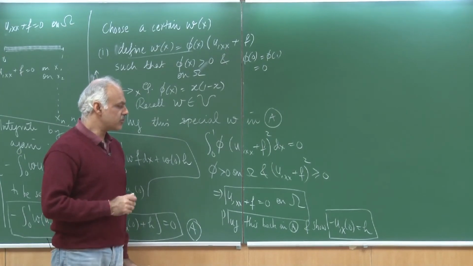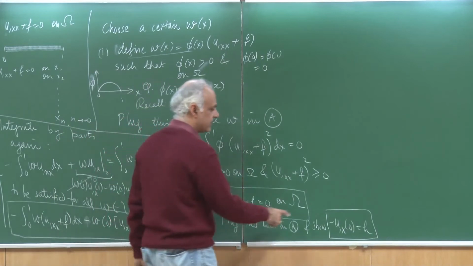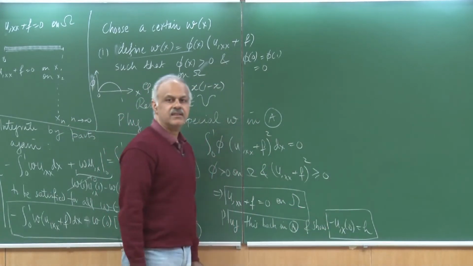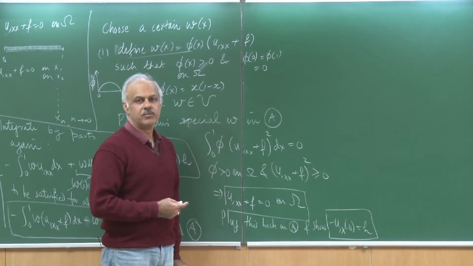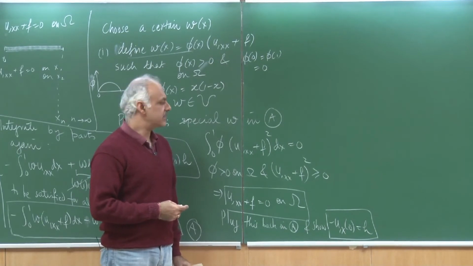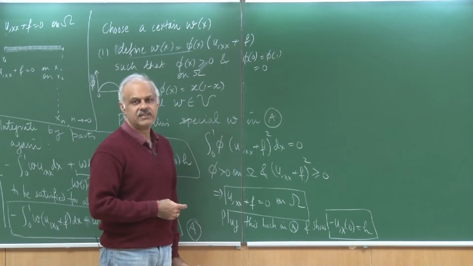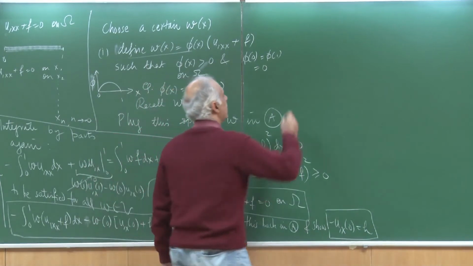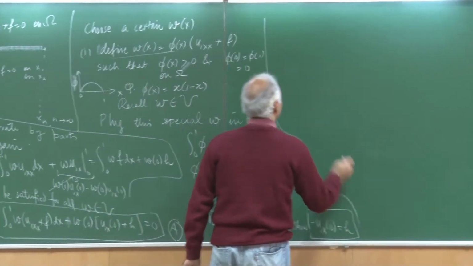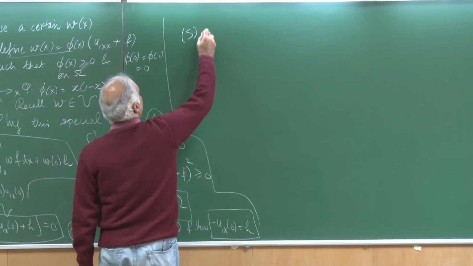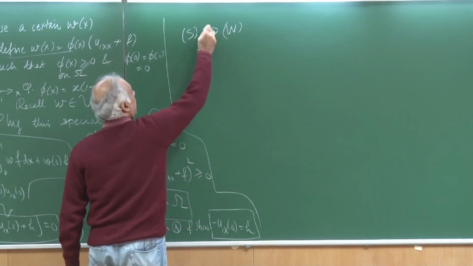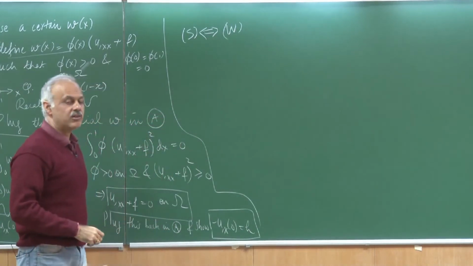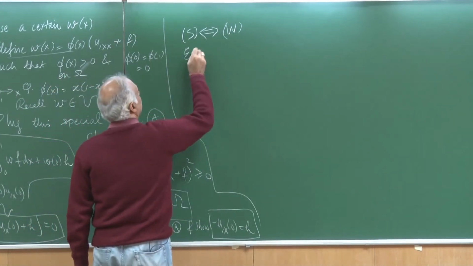I hope this also shows you why this is called a natural boundary condition, because it kind of naturally arises from the weak form of the problem, as opposed to the essential boundary condition, which is explicitly stated in the function space. Good. So to summarize, what we have been able to show is that the strong form implies the weak form and the weak form implies the strong form, therefore they are equivalent.